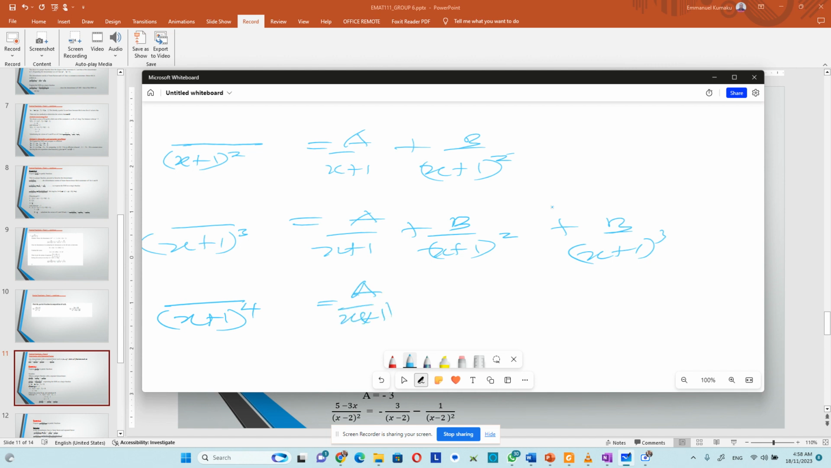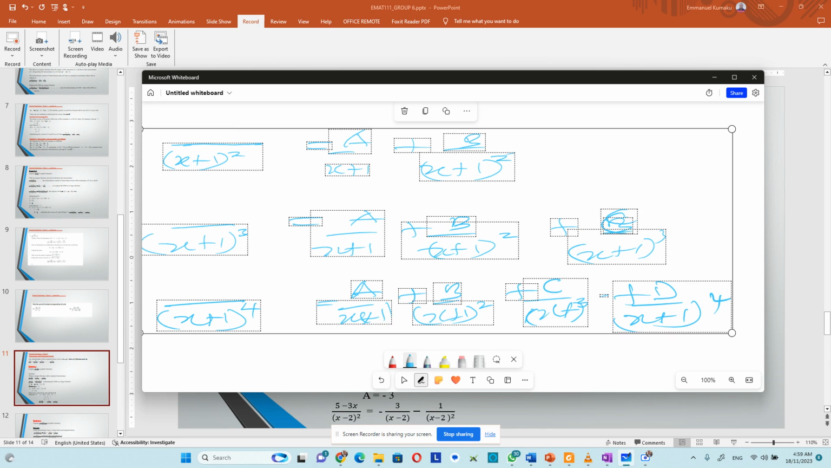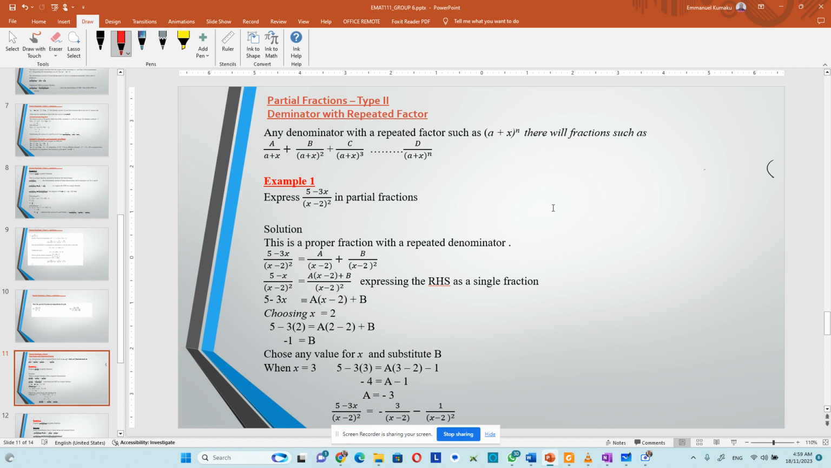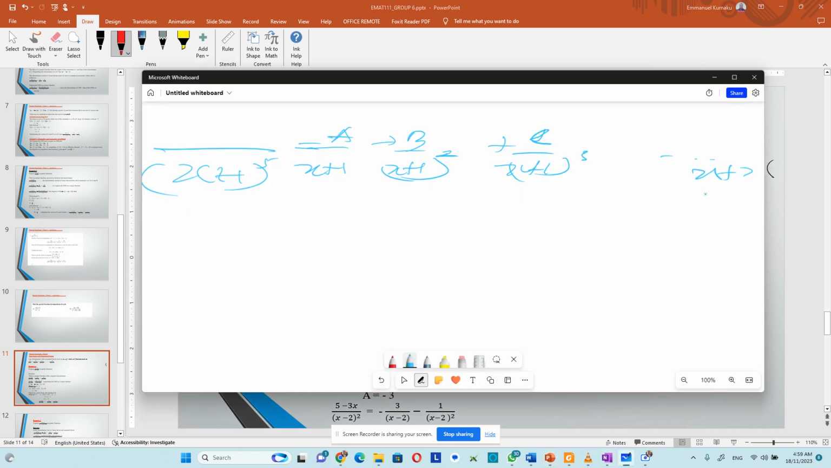If I have a denominator which is (x + 1)^4, it's going to have A over (x + 1), then plus B over (x + 1) all squared, plus C over (x + 1) all cubed, then plus D over (x + 1) raised to the power 4, etc. So if I have another denominator, let's say (x + 1)^5, then I will have A over (x + 1), plus B over (x + 1)^2, plus C over (x + 1)^3, and so on, up to the denominator (x + 1)^5.